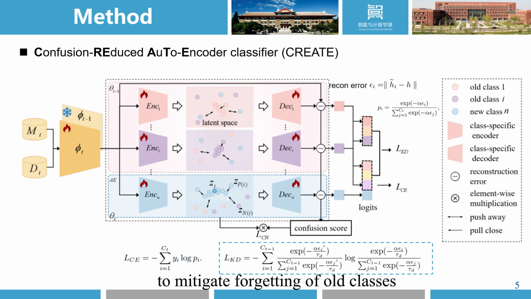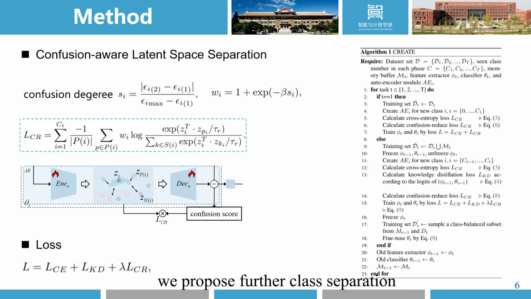To mitigate forgetting of old classes, we apply the distillation loss on the logits level. We propose further class separation within the subspace to reduce confusion when disentangling overlapped features. Specifically, we introduce a confusion score which is transformed into adaptive weights for the contrastive loss applied in class-specific spaces.